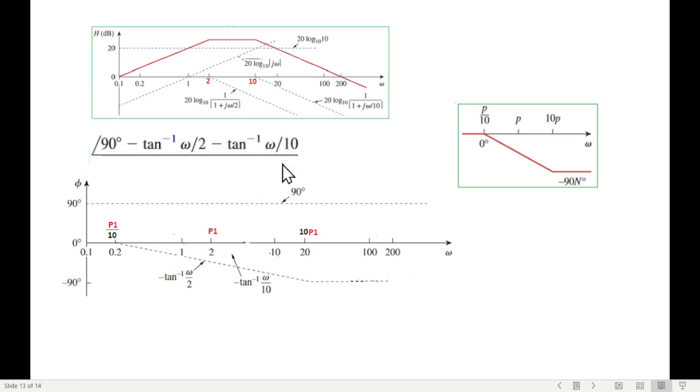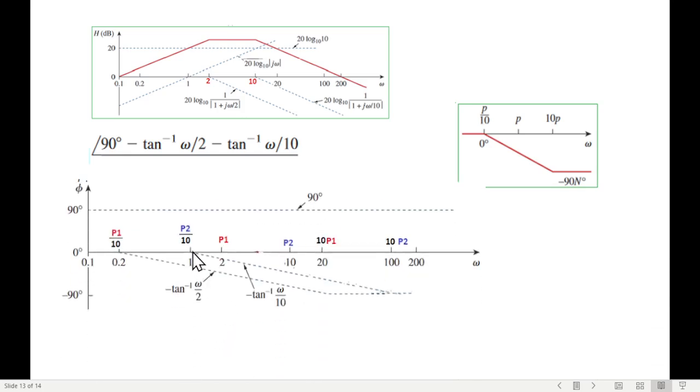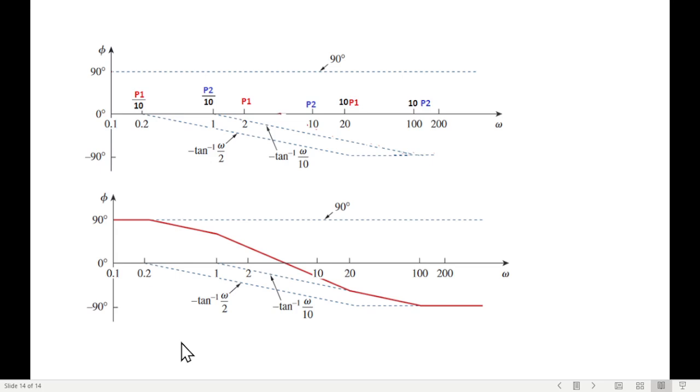And now the third one. For this, the corner frequency is now 10. So 1/10 of 10 is 1, and 10 times 10 is 100. So we'll have the next line starting from 1, and it will become straight, or 90-degree, at 100. So all three we have plotted, and now we need to add them here also. So this is our final shape.